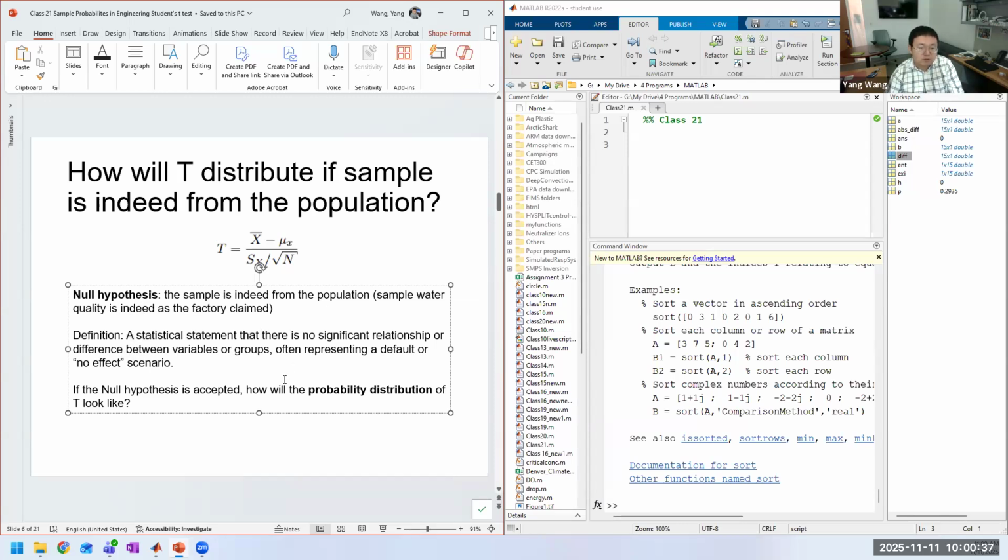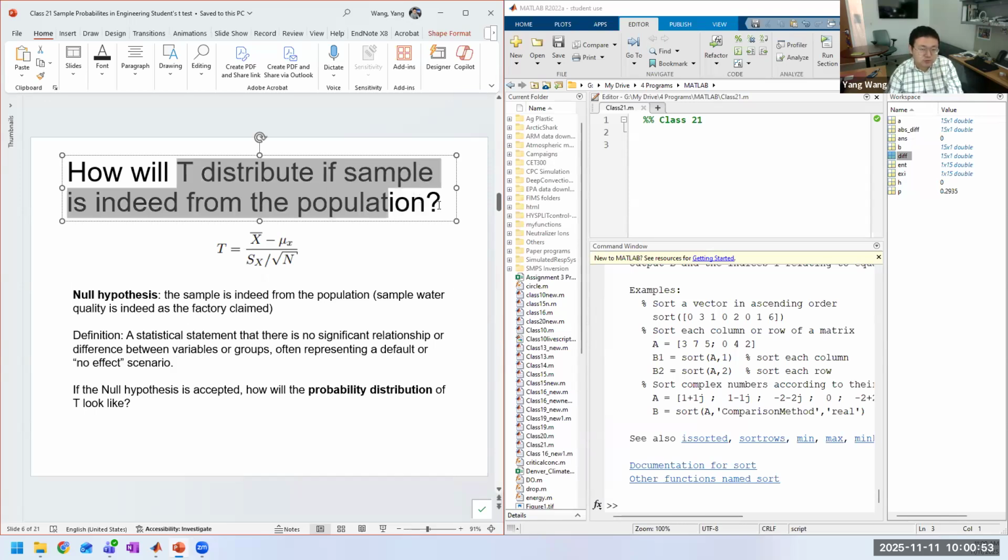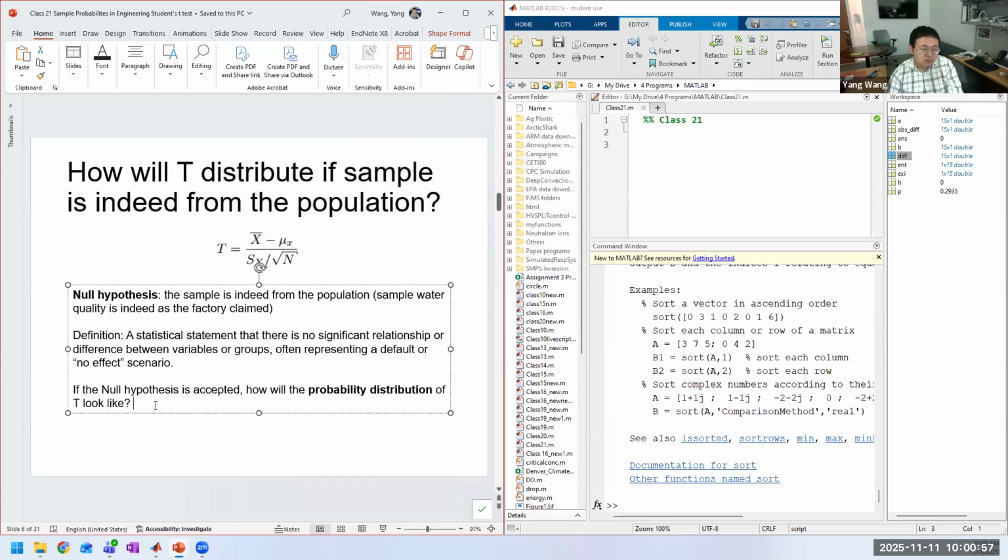Basically, the sample is indeed from the population, often representing a default or no effect scenario. So that's called the null hypothesis, right? So then the question, we're rephrasing our question here, right? So how will the t distribute if the sample is indeed from the population? So basically, if the null hypothesis is accepted, how will the probability distribution of the t look like? So now we're thinking about how will the t distribute, right?